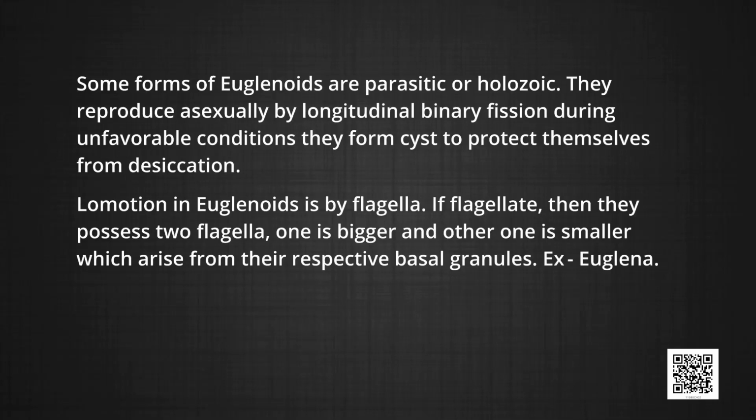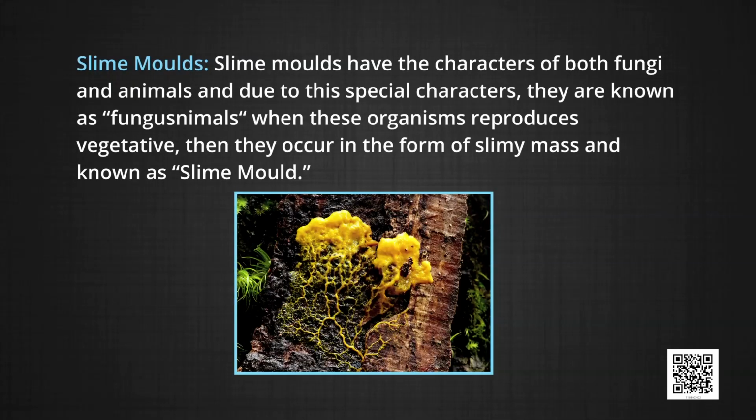Locomotion in euglenoids is by flagella. If flagellate, then they possess two flagella. One is bigger and the other one is smaller, which arise from their respective basal granule. Example, euglena.